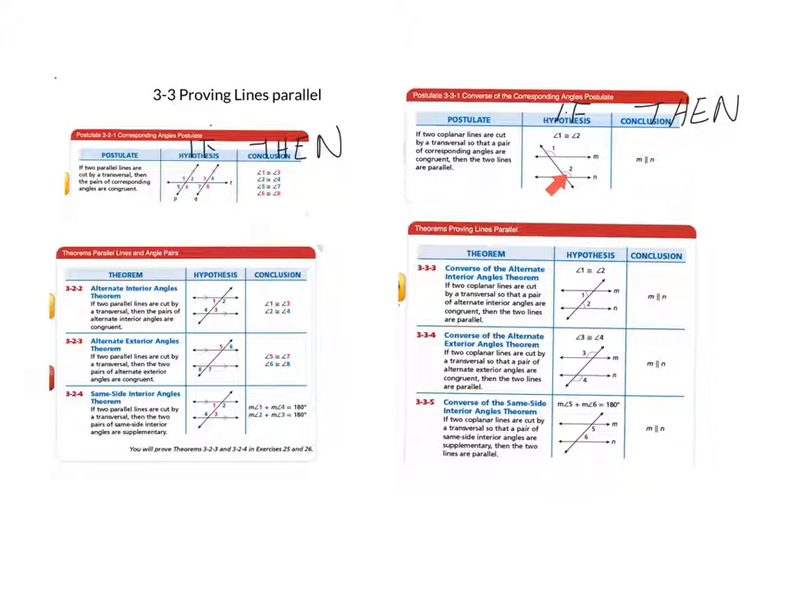Here they're corresponding. Here they're alternate interior, alternate exterior, same side interior. These are supplementary though. Then the lines are parallel, and you give your reasoning because of the converse of whichever angle pair you see. Converse of the alternate interior angle theorem, for instance.